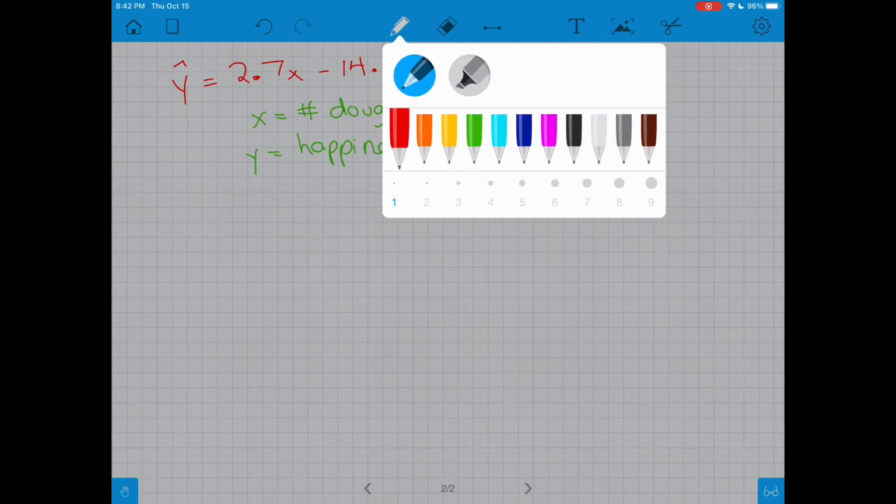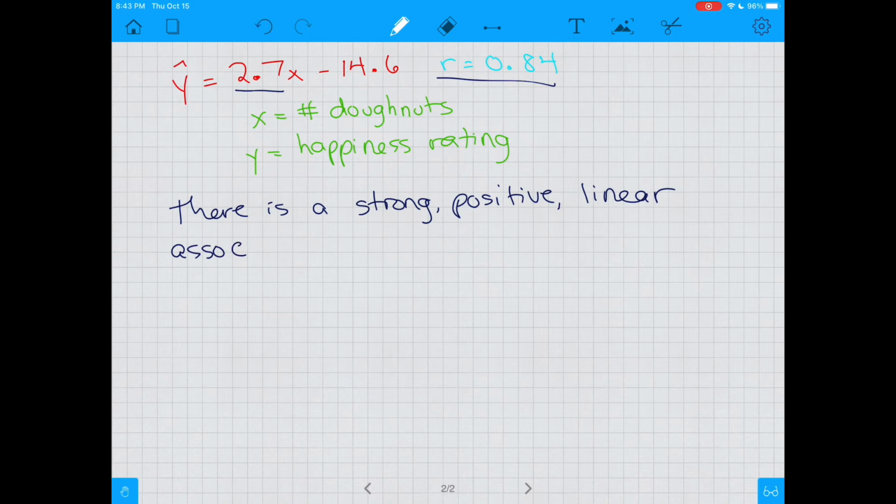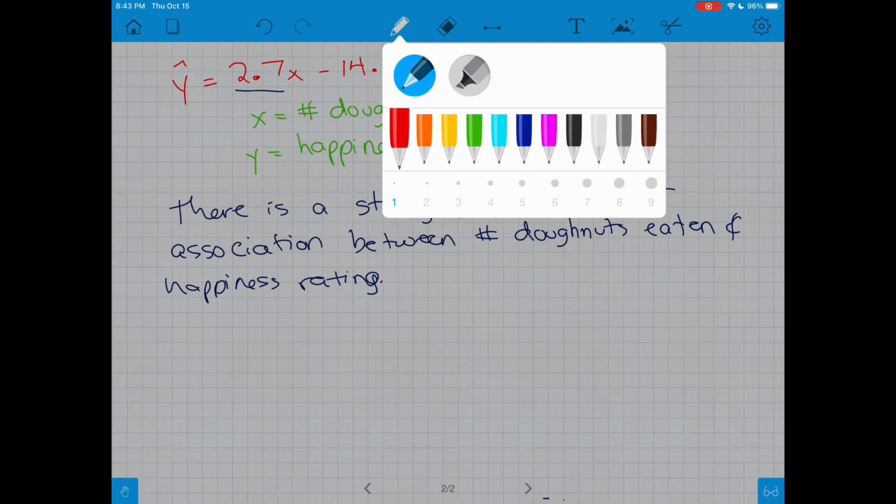So the way that I would describe this relationship, based on my R value and my slope here, I would say there is a strong positive linear association between the number of donuts eaten and happiness rating. Boom. Right?